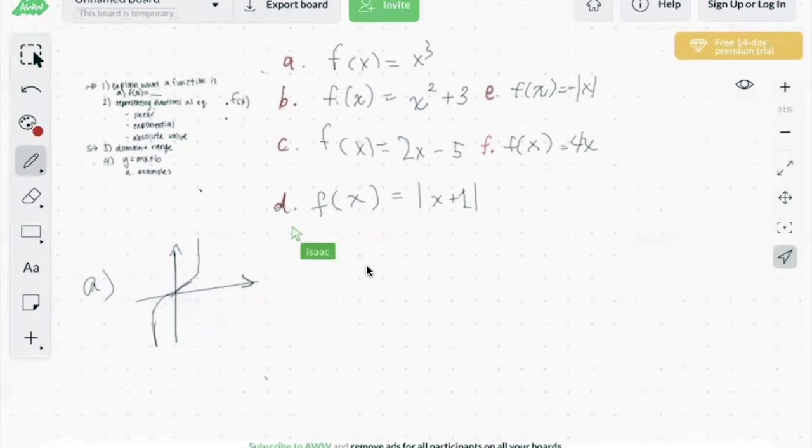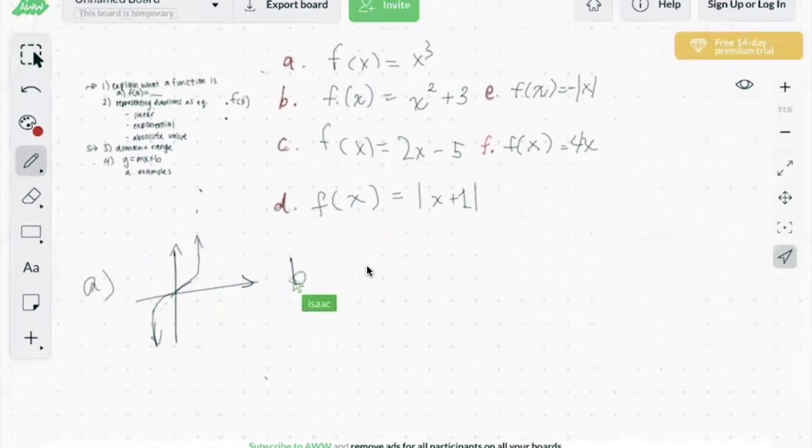When x equals 0, y equals 0. When x is positive, y is positive. When x is negative, y is negative. It's going to keep on going up and down. That's because in a cubic function, if your number is negative and you cube that number, it's going to be negative. And if your number is positive and you cube it, it's going to be positive. So that is what that would look like.